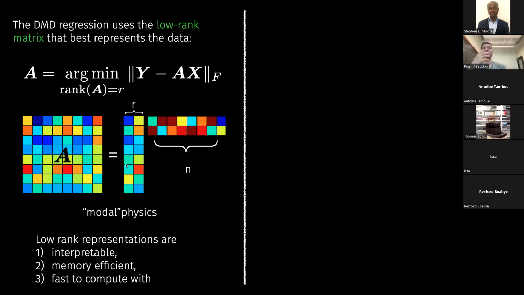So that means here just that A can be characterized by a few important modes. So here are a few important columns and rows. And because we can factorize these low-rank matrices, they're also very efficient in terms of memory. So instead of storing n squared entries, I just need to store these two small submatrices. And for similar reasons, they're very fast to compute with.